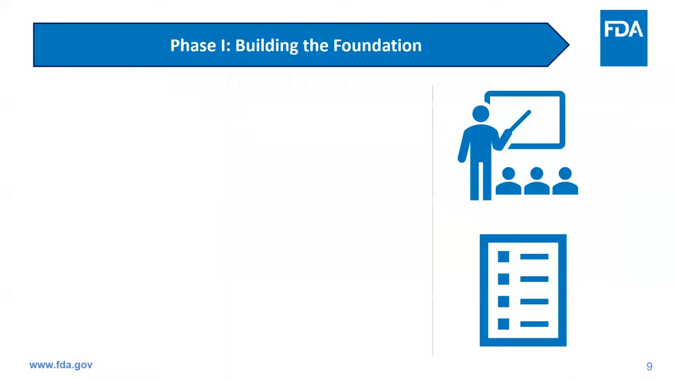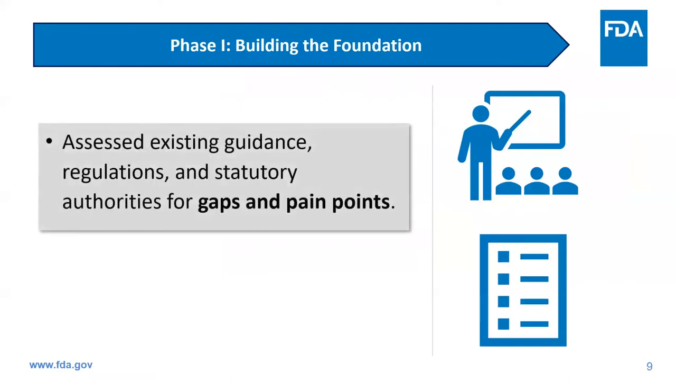We call phase 1 building the foundation. And this is where, based on our knowledge of relevant authorities, we brought all of the relevant OPQ experts together to assess the existing guidance, regulations, and statutory authorities to identify any gaps or pain points. So let me just pause for a second and define what I mean by gaps and pain points. So gaps refer to the provisions, regulations, or guidance that govern quality assessment or inspection that preclude approval of an application proposing to use an advanced manufacturing technology.